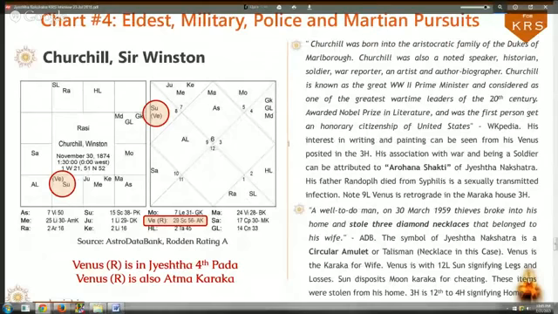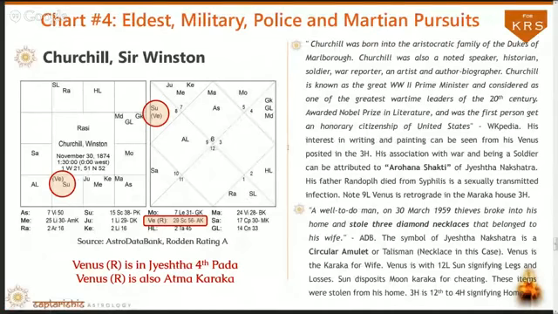Okay, very quickly, I'm very conscious of time. This is the chart of Winston Churchill. Here I want to show you his Atmakaraka sitting in the 4th house. Venus is sitting in Jyeshtha Nakshatra, in the 4th house, where the Gandanta zone is. Now, I want to tell you about one incident. He was called the World War II Prime Minister. He was a wartime leader.